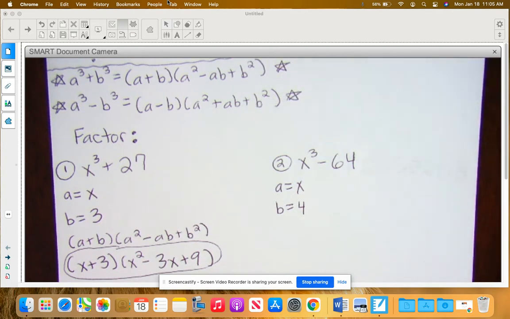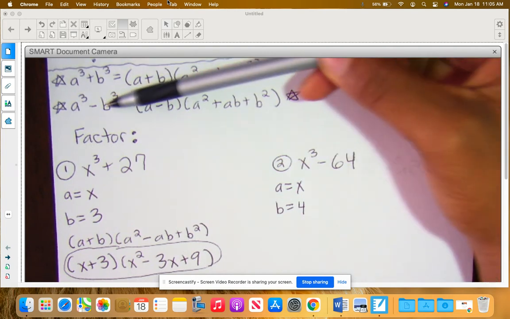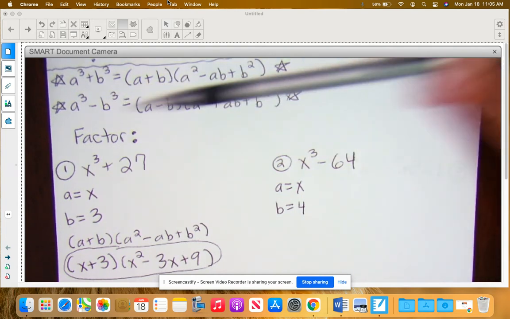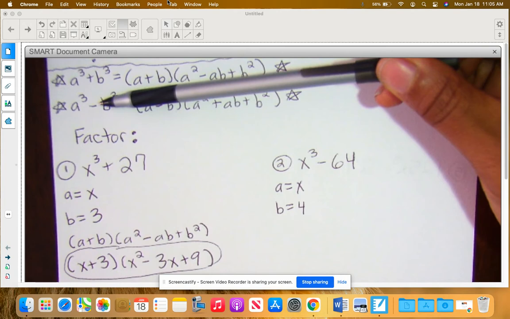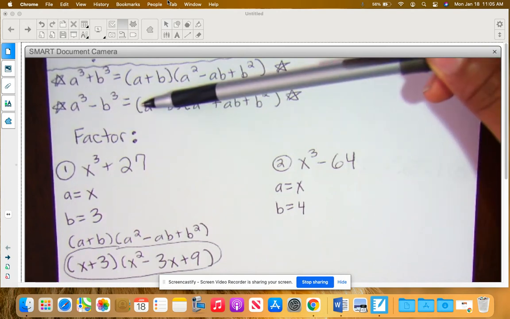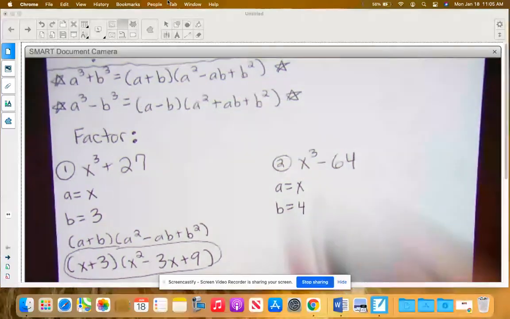We'll deal with the signs when we choose which formula we're going to be using. Since this is x to the third minus 64, I'm going to be using the one at the bottom because that's the one that has the subtraction sign in it, over here where my pen is. So I'm going to be using the one at the bottom. I'm going to rewrite that formula.